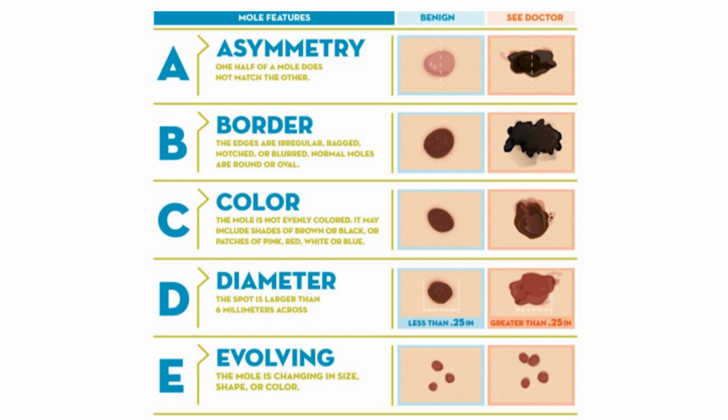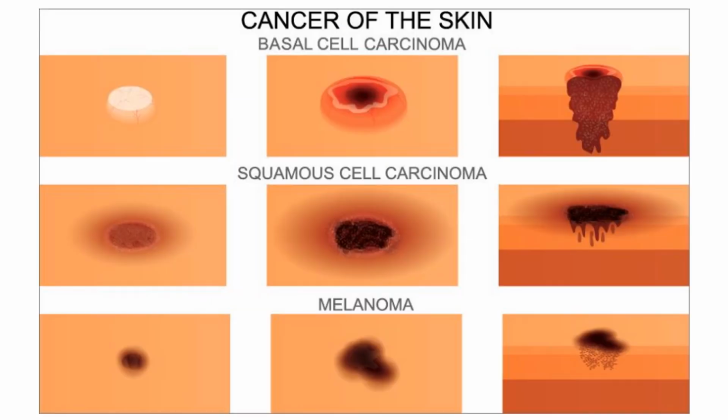Evolving. Is it evolving? Is it enlarging? Is it changing? Is something changing on it? That's what we want to look at, any kind of change in the shape or color. Here are more pictures of the different types: our basal cell, squamous cell, and melanoma. I'm not going to repeat the descriptions.